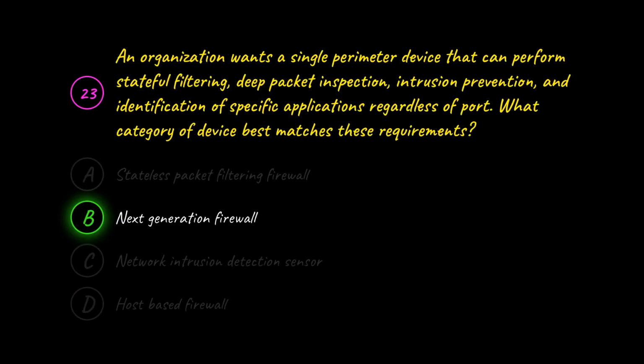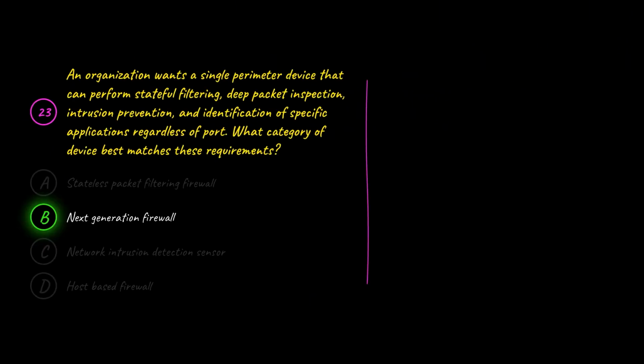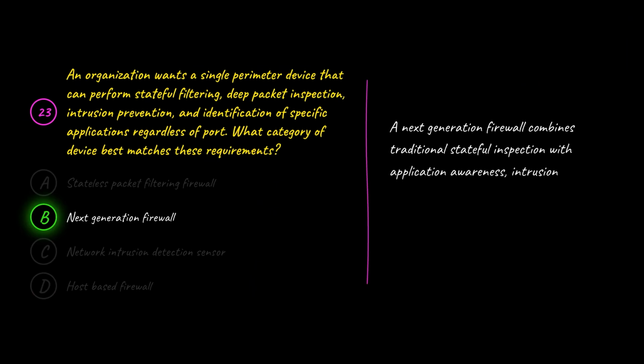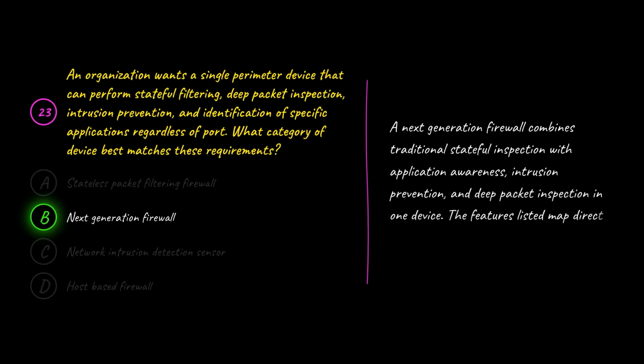The correct answer is B. Next generation firewall. B is correct because a next generation firewall combines traditional stateful inspection with application awareness, intrusion prevention, and deep packet inspection in one device. The features listed map directly to its capabilities.